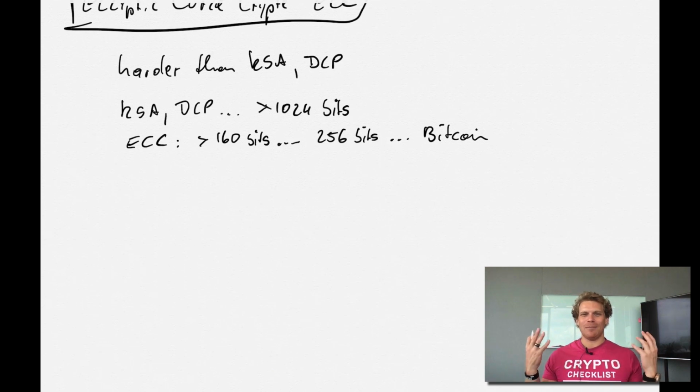And especially in blockchain, where everyone needs to store all the data, it makes a huge difference if it's one bit more or less. Between 1024 and 256 is a massive, massive, massive difference. So how does this actually work? And what does this actually look like?